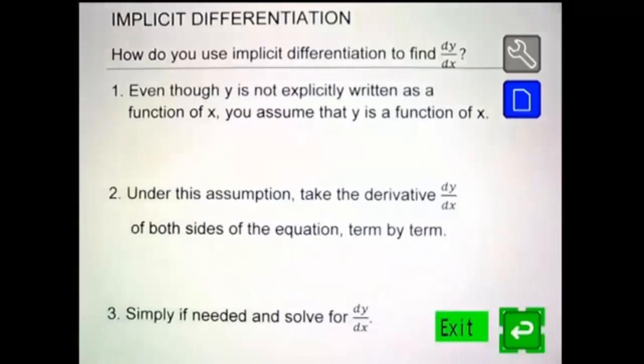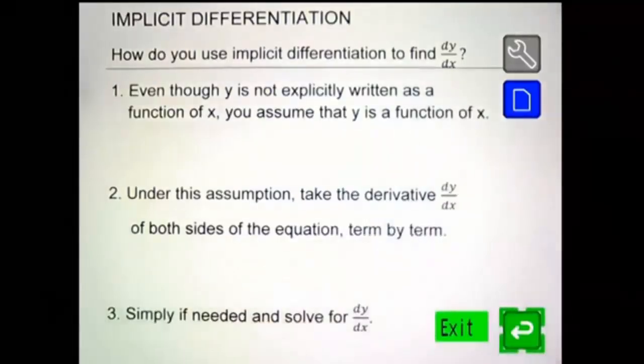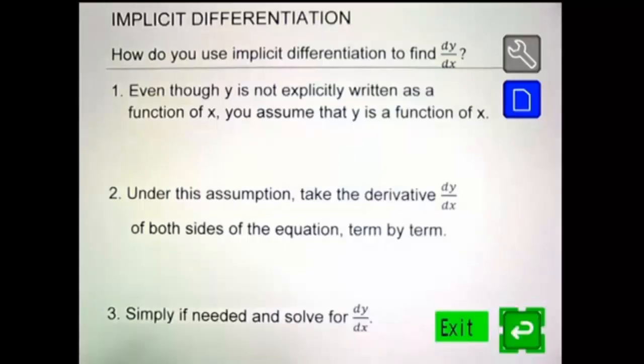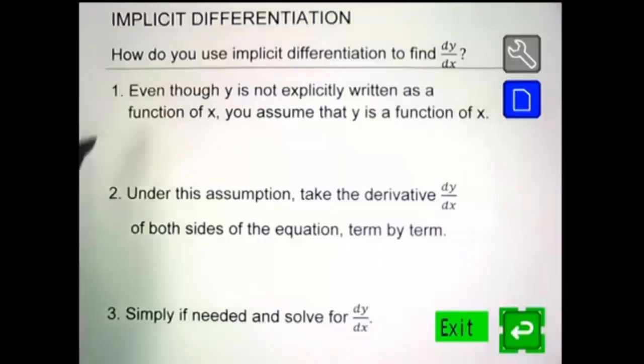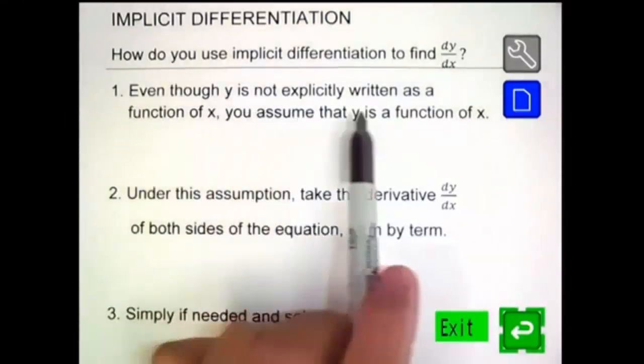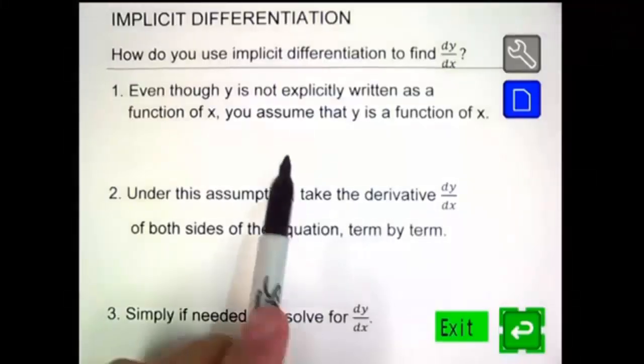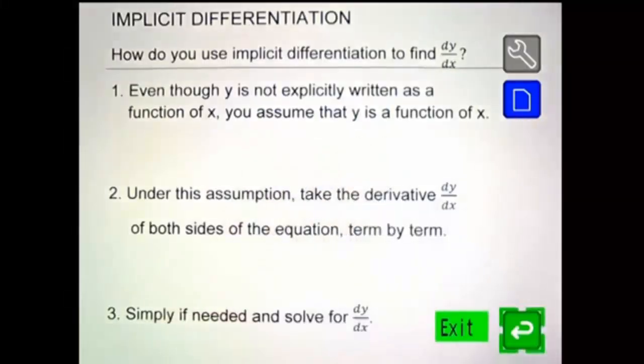Now I want to say something about how do you do it? How do you use implicit differentiation to find the derivative dy over dx? And it's basically a three-step process. Now right now I don't want you to get caught up in all the details, but basically understand the big picture idea. There are three basic steps. First, even though y is not explicitly written as a function of x, like the second column of equations that I was showing you earlier, you do make the assumption that y is some function of x.